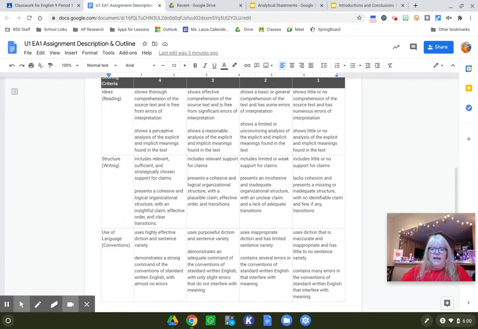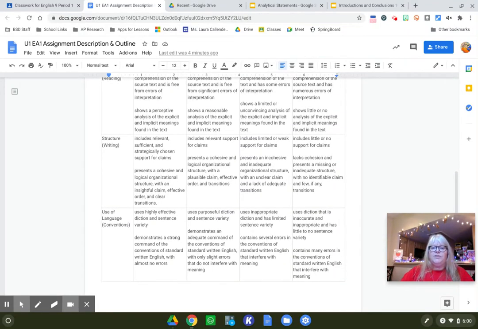So reading, can you pull out the evidence that explains the theme to understand the story? Writing, do you write in an organized manner? Do you select evidence and explain that evidence sufficiently and strategically? And is it logical and organized and well written? And then, of course, your use of language. So is it in an academic formal tone? And do you use appropriate grammar, spelling, punctuation, capitalization? All right, so these are the requirements that you will be graded on.